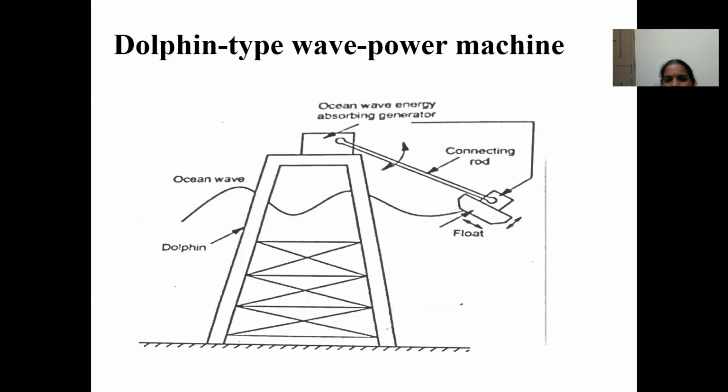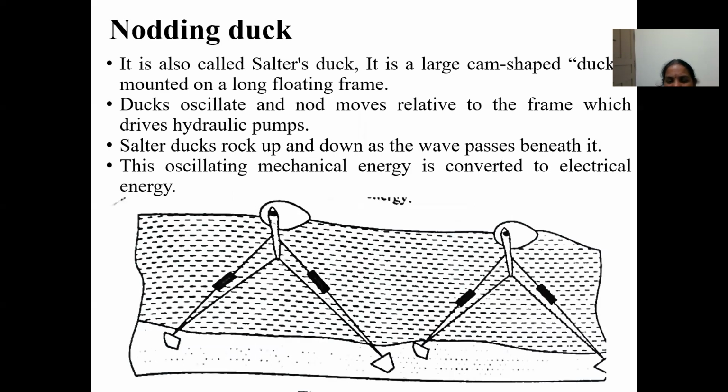Next, the dolphin type wave power machine, which is similar to a wind power plant. Here the dolphin structure or tower is fixed under the ocean wave, and at the top there is a wave energy absorbing generator, and the connecting rod which floats on the sea level moves up and down, which is converted into mechanical energy, and the generator converts the mechanical energy into electrical energy.